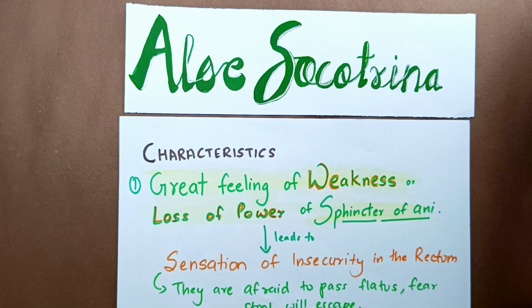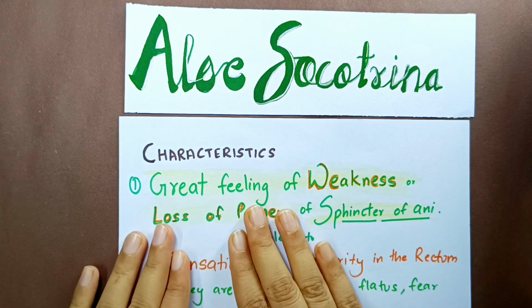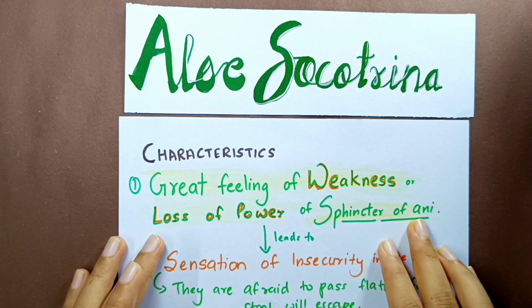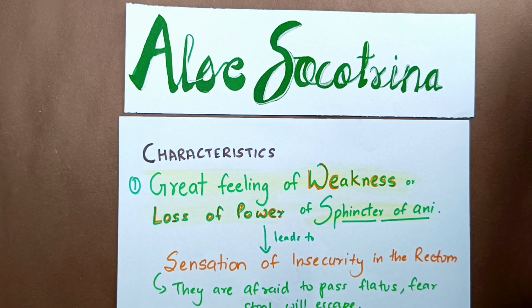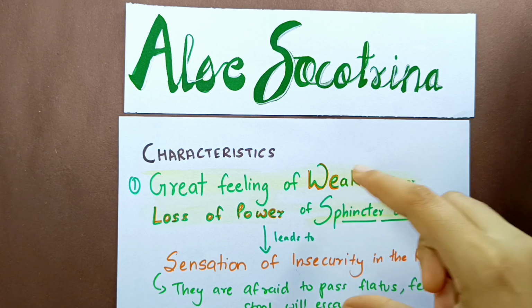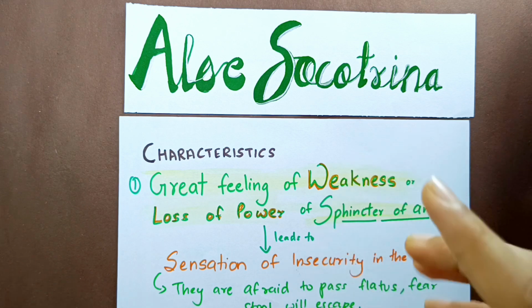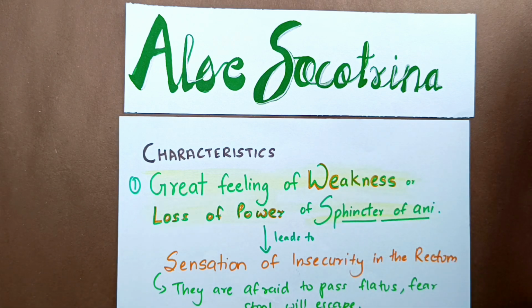So, the first characteristic that Dr. N.M. Chaudhary mentions is that there is a great feeling of weakness or loss of power of sphincter ani. So, your anus has sphincters, and weakness or loss of power of that leads to a sensation of insecurity in the rectum, and this is the most characteristic thing. This is the first characteristic symptom that Dr. N.M. Chaudhary sees.